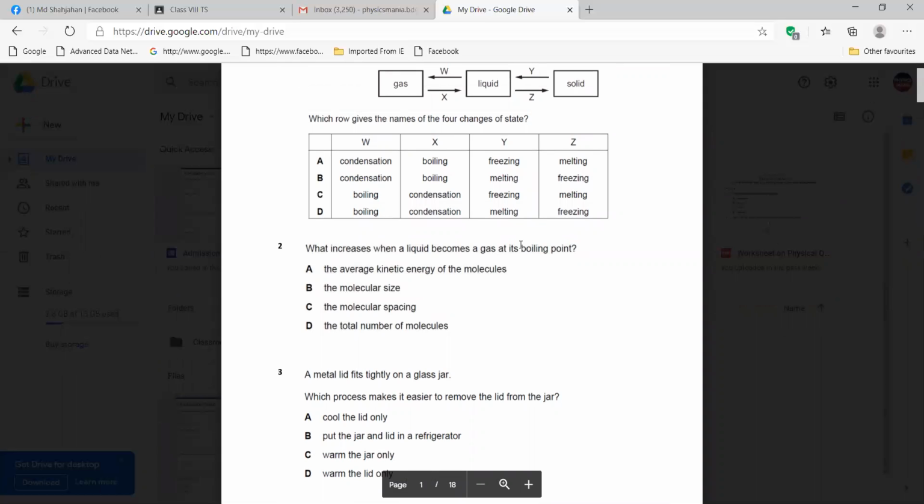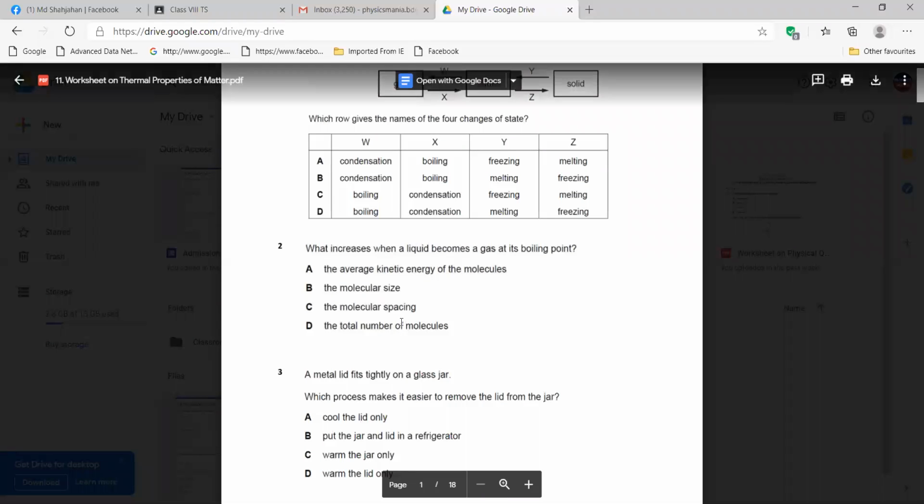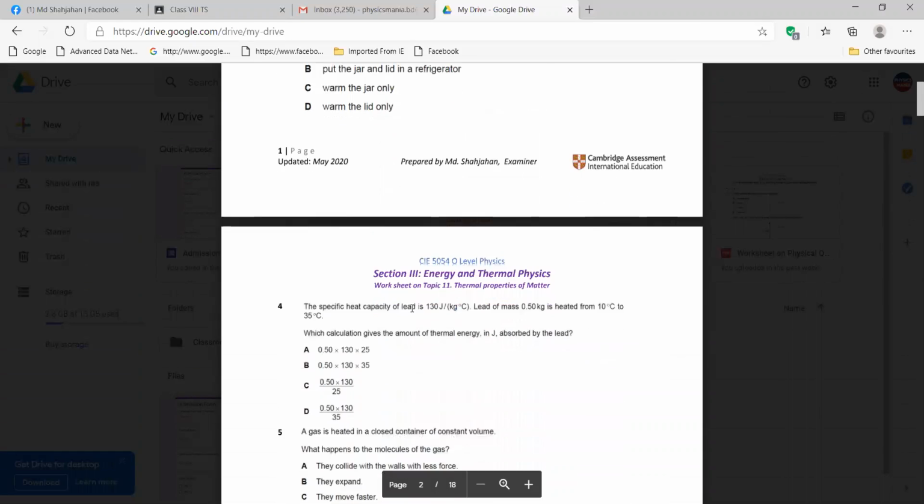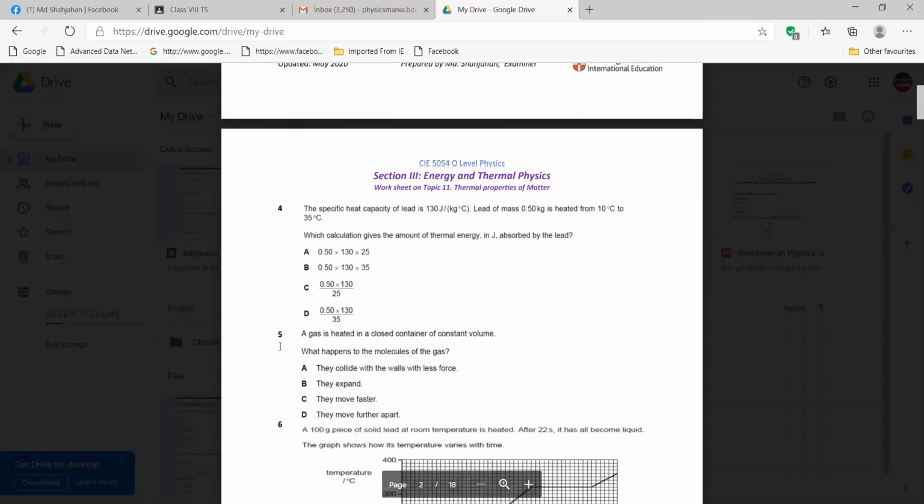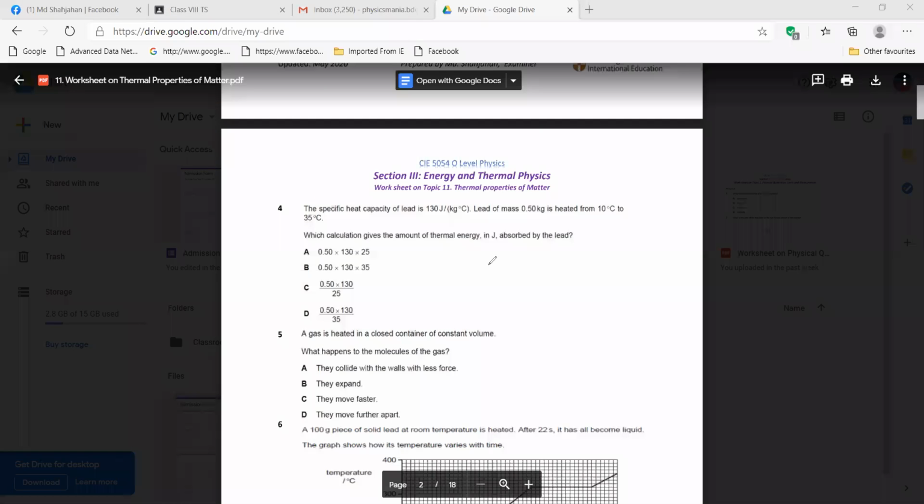Now let us again discuss question number 2, the molecular spacing, right? Yes, sir. C. When the molecular spacing increases, the molecules move further apart, right? The one you just told me, that if the container is open, you said for question 5. Can you see the screen, Farabi? Yes, sir. What is written here? They move further apart, faster.